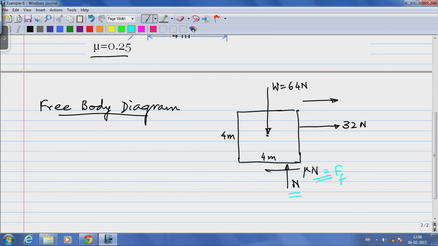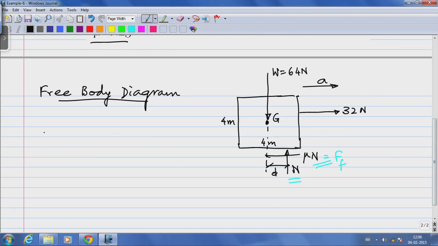The point here is I do not know where this normal force acts. So this distance d is not known. What I do know is that this is the center of mass. So if a is the acceleration of this body, we are going to write the sum of all forces acting on the body, sum of all vector forces, equals mass times the acceleration of the center of mass, the vector.